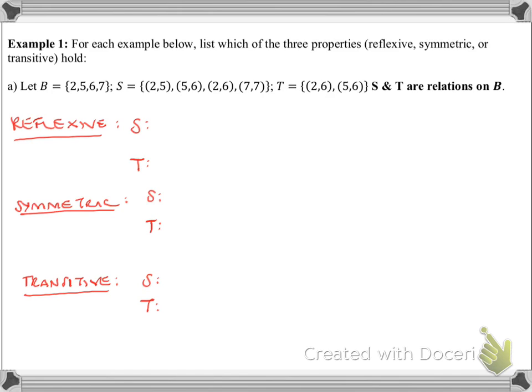Okay, and sometimes in videos I'll write stuff, and so you can just pause the video and write in what I have so far and then follow along. Here in example 1, for each example below, list which of the three properties, reflexive, symmetric, or transitive, hold. So before we start doing proofs with these, I want you to get comfortable with understanding them and looking at sets and determining which properties hold.